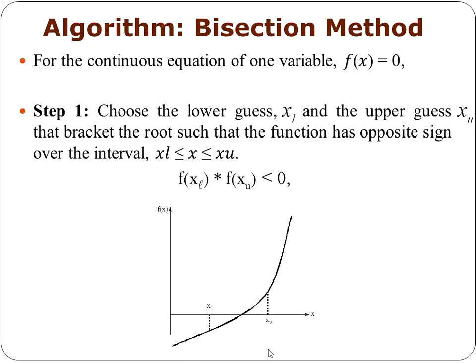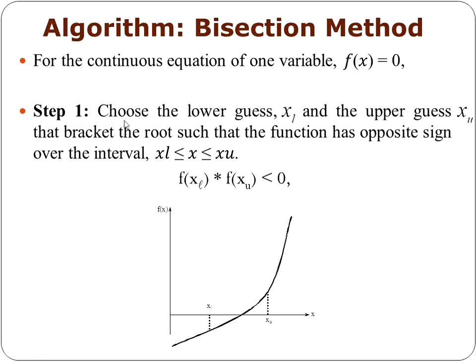Now we will discuss how to find the root of the equation for any function by using the bisection method. This is the algorithm we will discuss in brief. It is for a continuous function of one variable, f of x equal to 0. One important thing: if you have more than one variable, you cannot use this method. So for finding the root of the equation by the bisection method, only one variable should be there in your function.